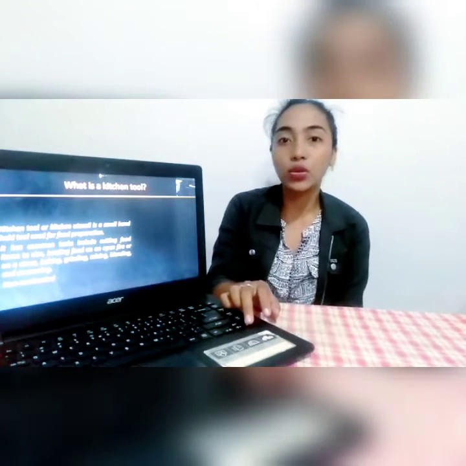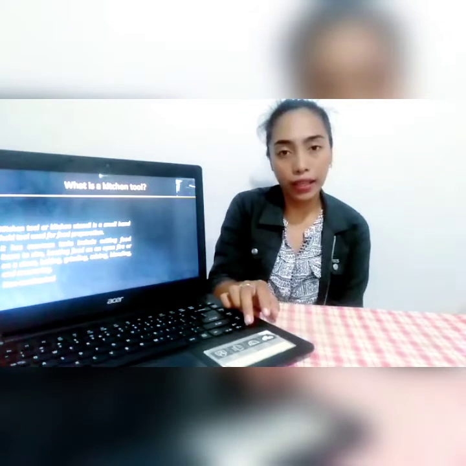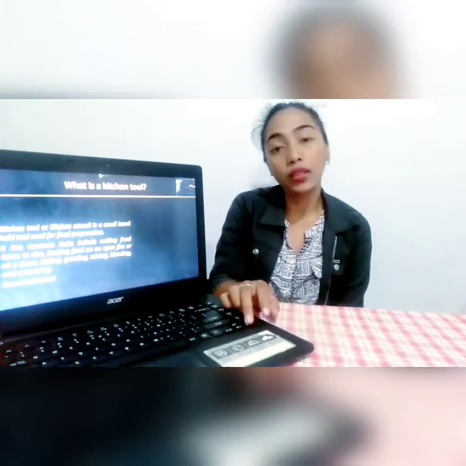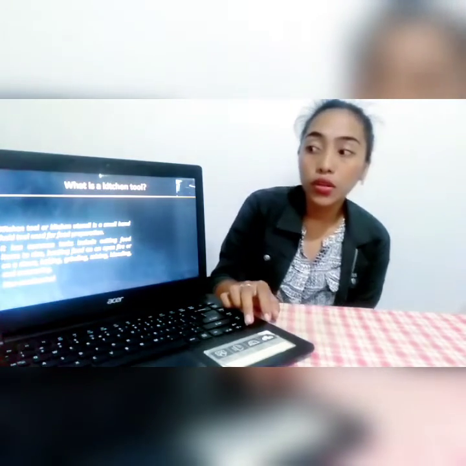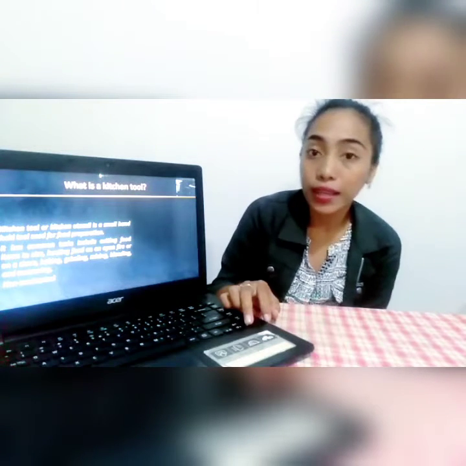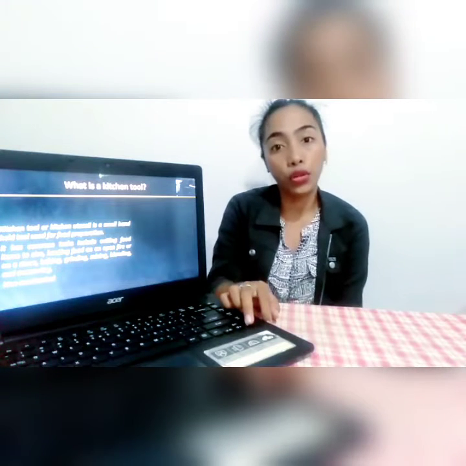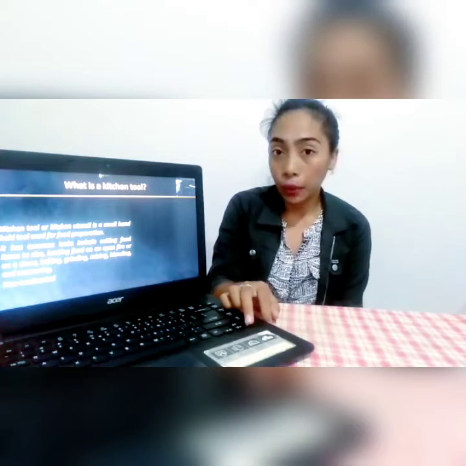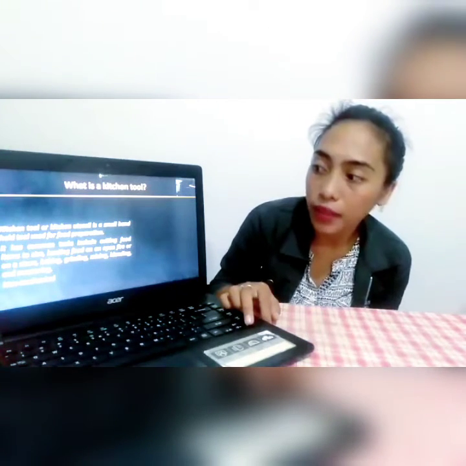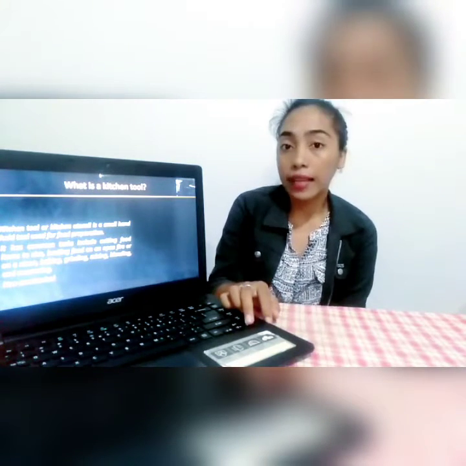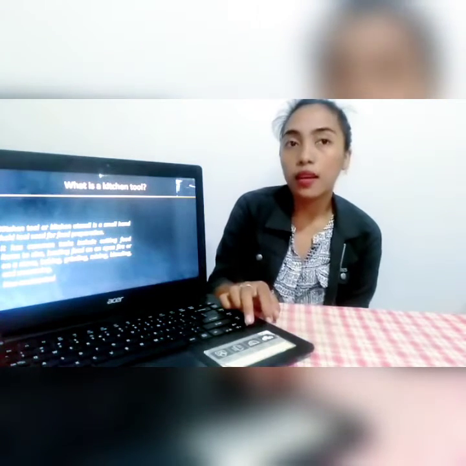Before we proceed to the classification of kitchen tools and equipment, we will first identify what a kitchen tool is and what kitchen equipment is. A kitchen tool, or kitchen utensil, is a small handheld tool used for food preparation, in other words, a handheld device. Second, it has a common task. Kitchen tools have a general purpose, so they are multi-purpose.